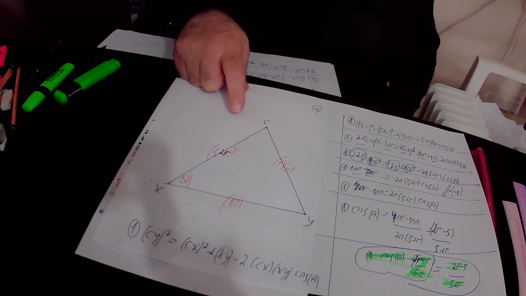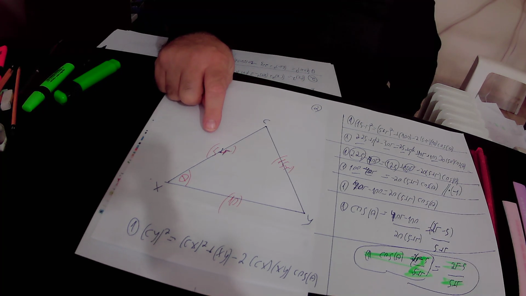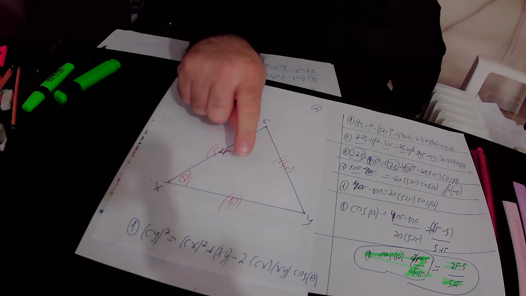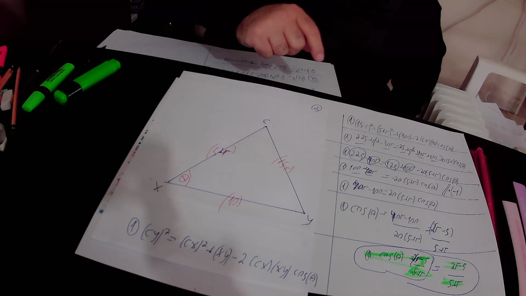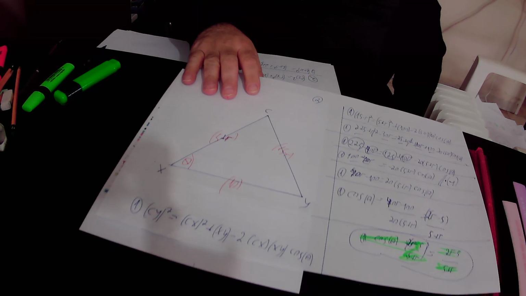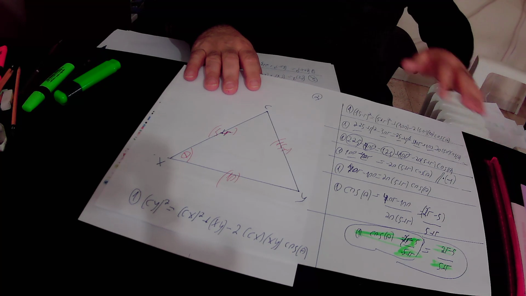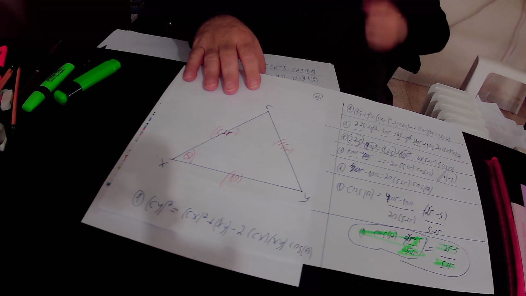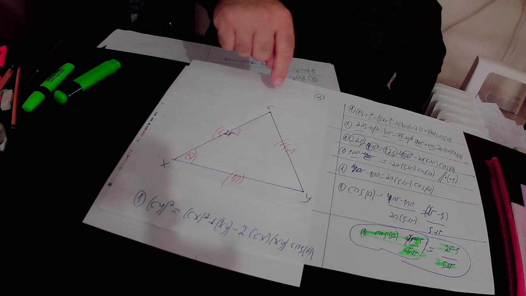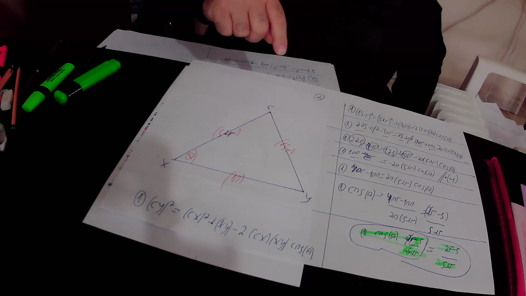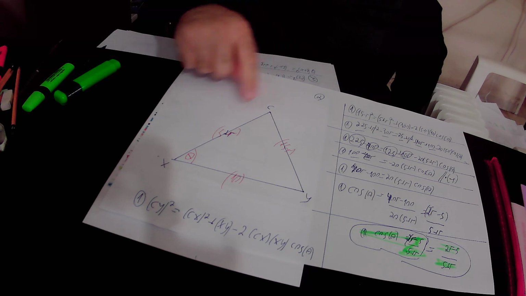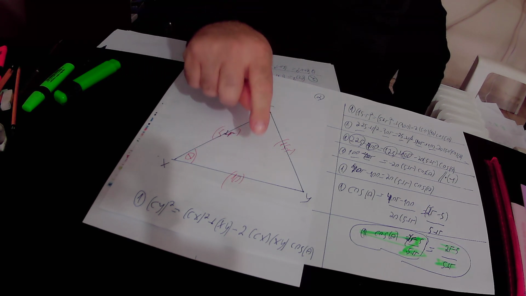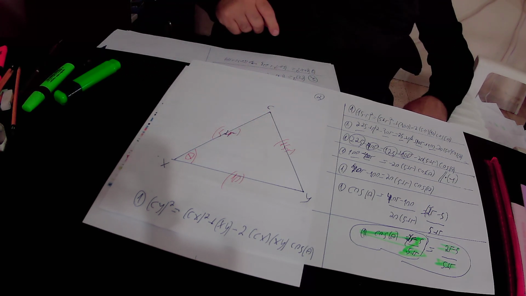We have already found out that CX equals 5 plus r, XY equals 10 units, and CY equals 15 minus r. So according to the Pythagoras theorem, we get here that CY squared equals CX squared plus XY squared minus 2 times CX times XY times cosine theta.